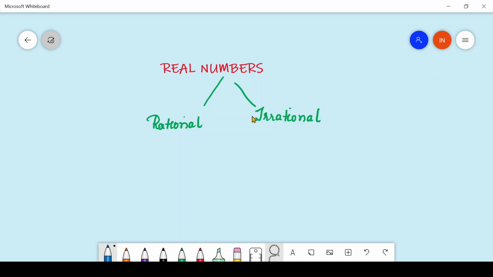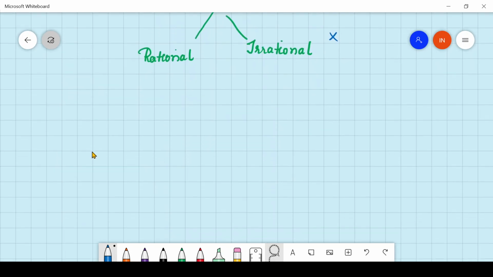Before going into that, rational numbers satisfy the commutative, associative, and distributive laws for addition and multiplication, right? However, the sum, difference, quotients, and products of irrational numbers need not always be rational. Okay, so before going into the operations of these real numbers, let me discuss some identities with you.